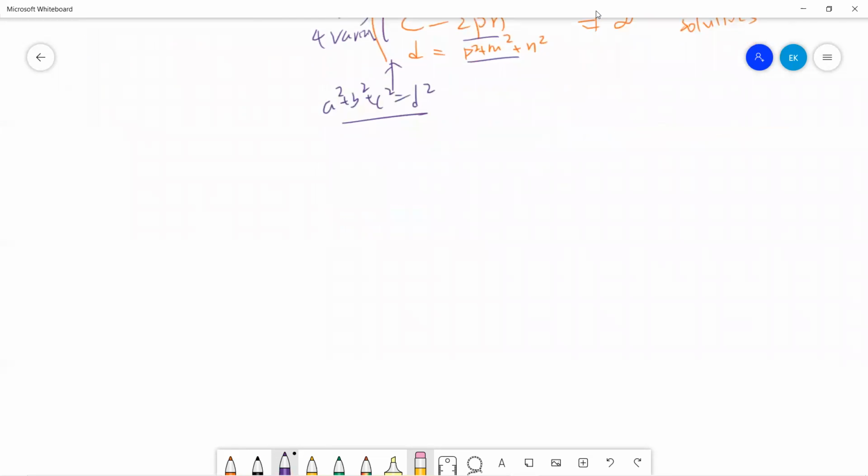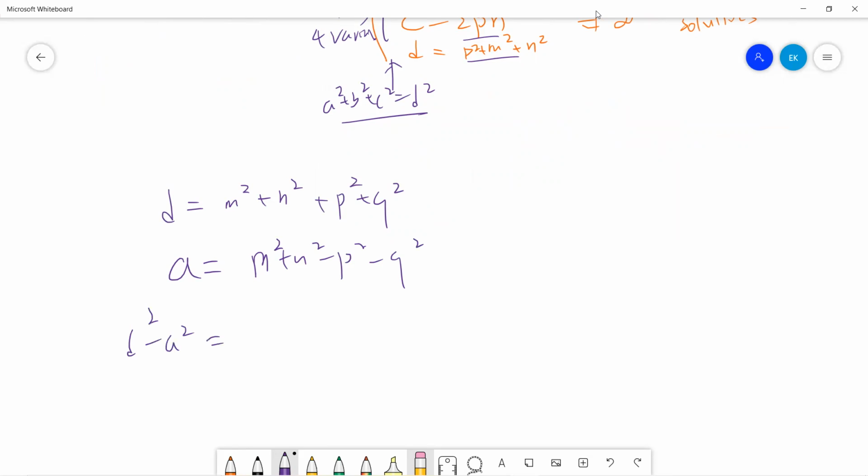So let's see a more general parameterization. One parameterization is that you let d be m squared plus n squared plus p squared plus q squared, and you let a be m squared plus n squared minus p squared minus q squared. Now let's go to the proof. This will give us 2m squared plus 2n squared times 2p squared plus 2q squared, and I hope this to be b squared plus c squared. This is a fun exercise to prove.